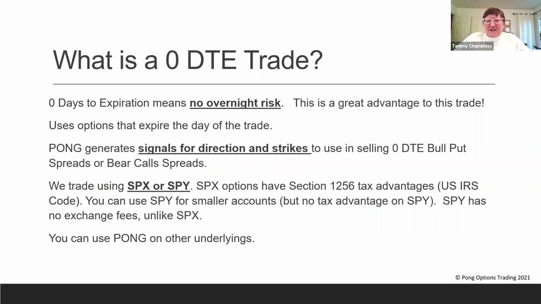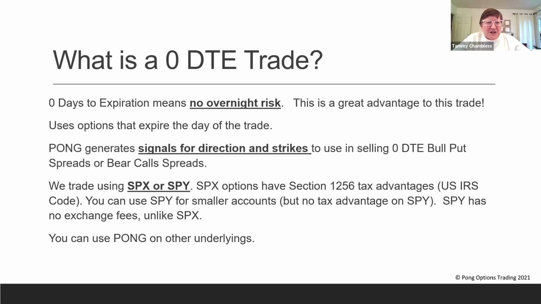So PONG is specifically tailored to trade 0 DTE credit spreads. If you're not familiar with 0 DTE trades, 0 DTE means 0 days to expiration, which means you're trading options that expire that day, and therefore there is no overnight risk. That's one of the best advantages to this trade, that lack of overnight risk. It uses options that expire the day of the trade. PONG generates signals for direction and strikes to use in selling 0 DTE bull put spreads or bear call spreads.